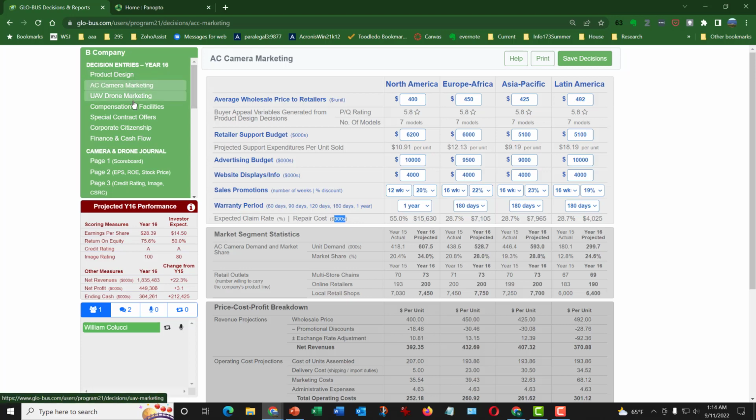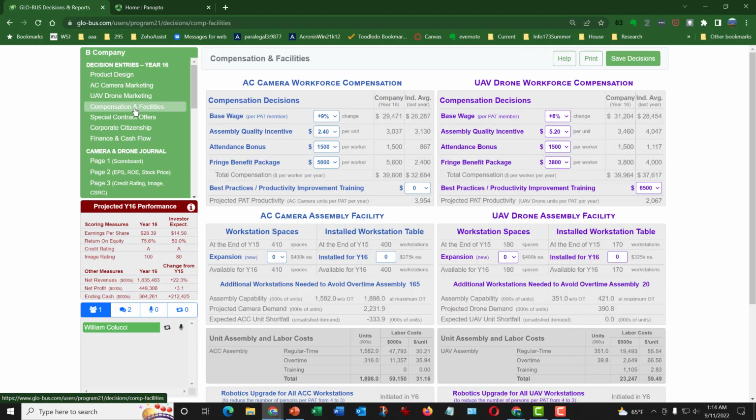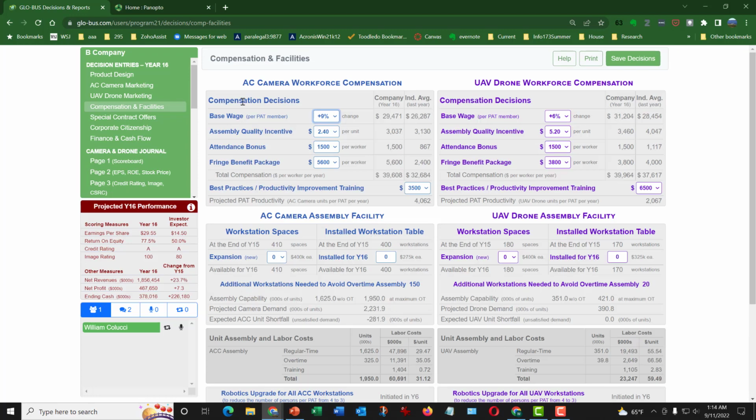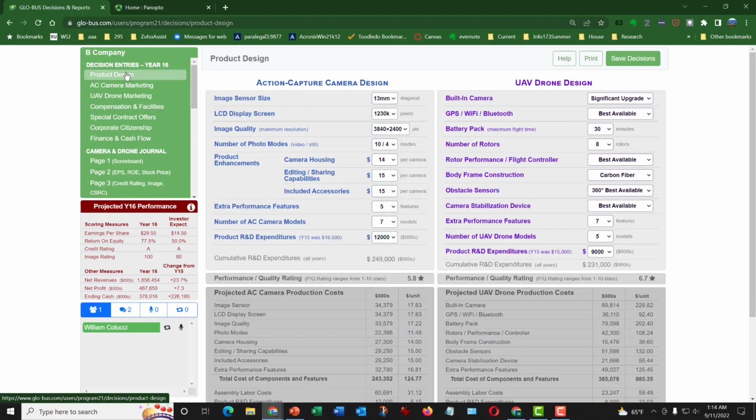You may then want to go to the compensation and facility screen and increase the reliability of your products. You would do that by investing, let's say, in best practices for training. You might also pay the workers more. Hopefully they'll make fewer mistakes if you do that. And in addition, you want to go to the product design screen and maybe increase R&D. So R&D might be able to help with the reliability as well.